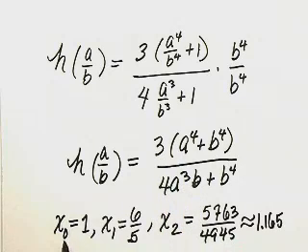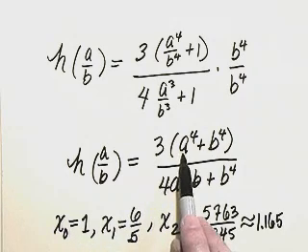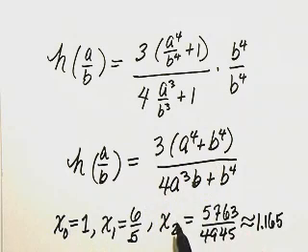So in this case, if I start off with x naught equal 1, we found x1 is 6/5. You replace a everywhere by 6, b everywhere by 5, and we get the new numerator is 5,763. The new denominator is 4,945, and of course that's approximately 1.165. But in any case, you see, you could go on with this.